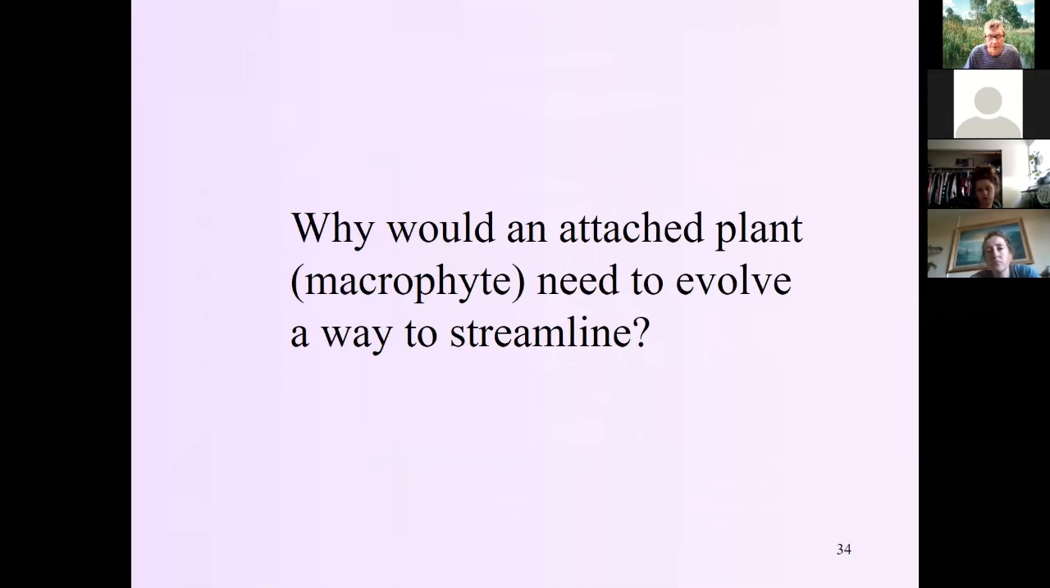And I have a question here: why would an attached plant need to evolve a way to streamline? But I think I just answered that, so I'm not going to ask that question for real after all.